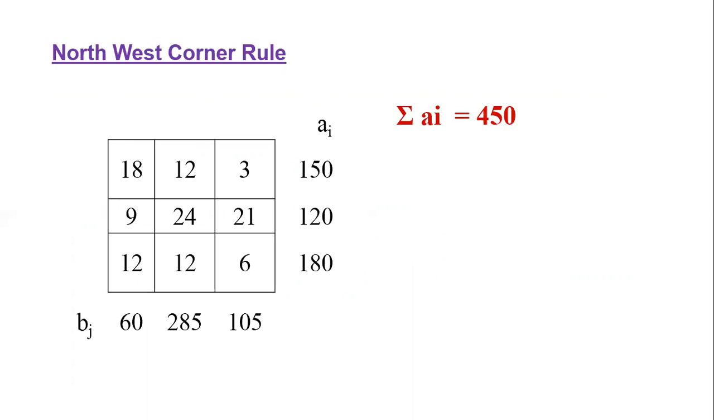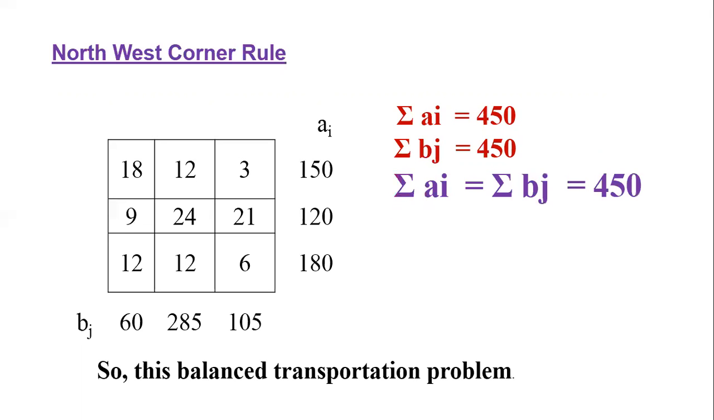First check the total of the Ai and Bj values. Ai total is 150 plus 120 plus 180 equal to 450, and Bj total is 60 plus 285 plus 105 equal to 450. Therefore, sum of Ai equals sum of Bj equals 450. So this is a balanced transportation problem. Now move on to the problem.